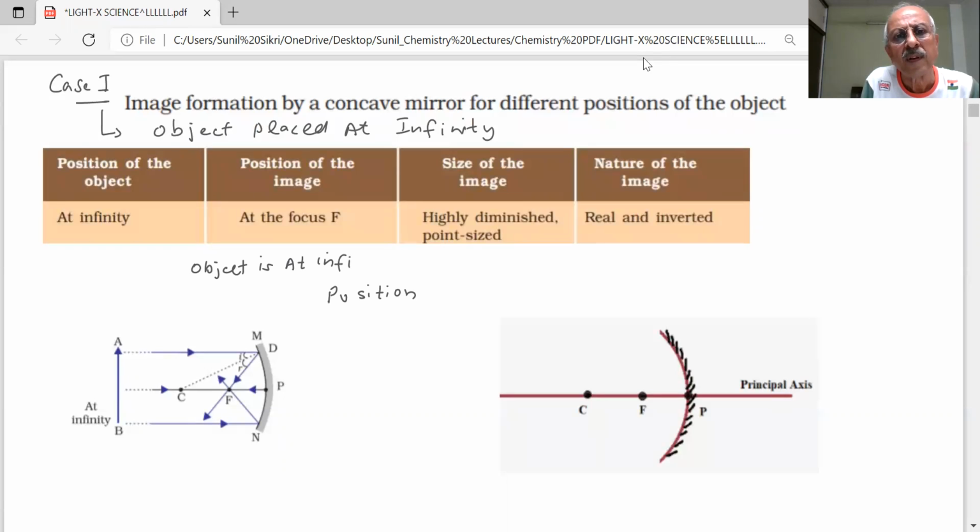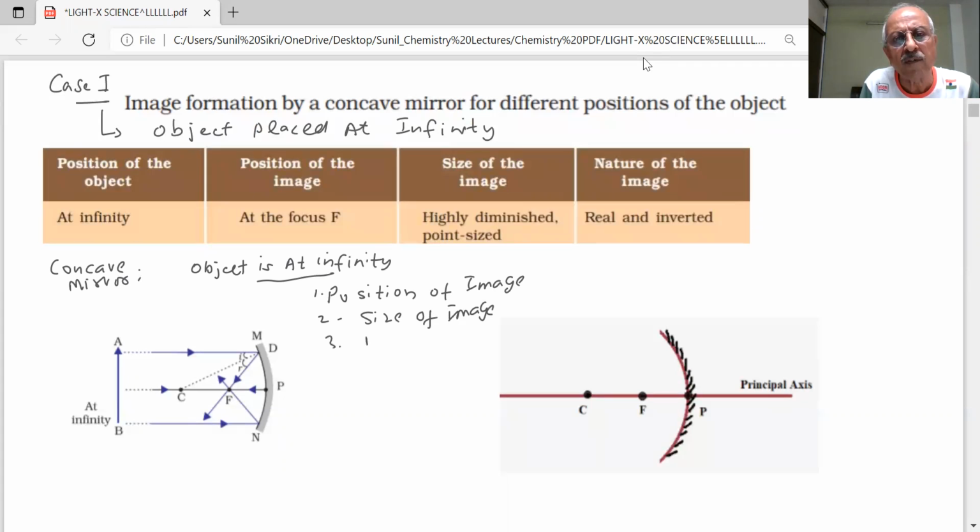Okay? What mirror am I talking about? Concave mirror. If there is any doubt, you can ask me, student. Object at infinity. First thing we want to know is the position of the image. Second, you want to find the size of the image.